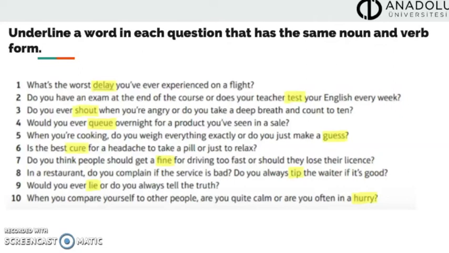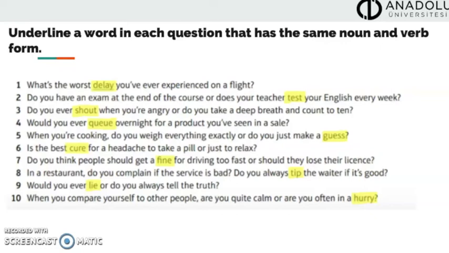In the first one, what was the worst delay you've ever experienced on a flight? The word delay is a noun here, but its verb form is the same. Number 2. Do you have an exam at the end of the course, or does your teacher test your English every week? We have test here. It is a verb, but the noun form is the same. Number 3. Do you ever shout when you're angry, or do you take a deep breath and count to 10? The word shout is a verb here, but its noun form is the same.